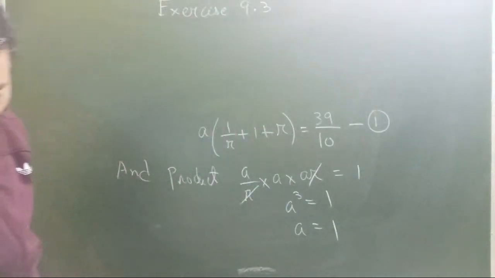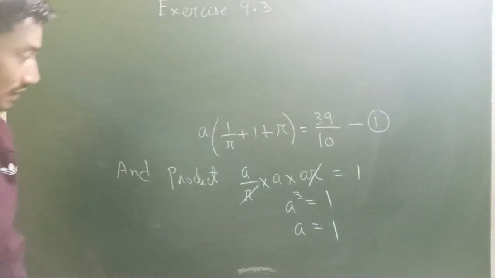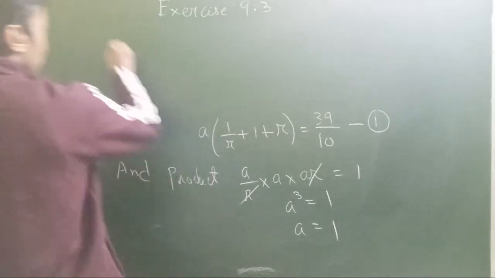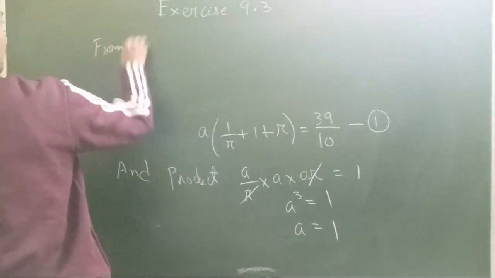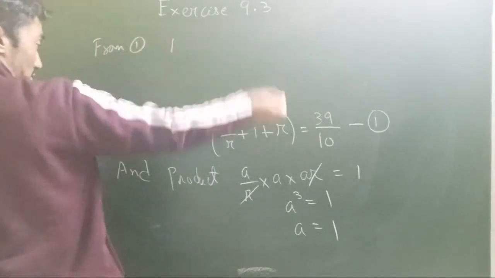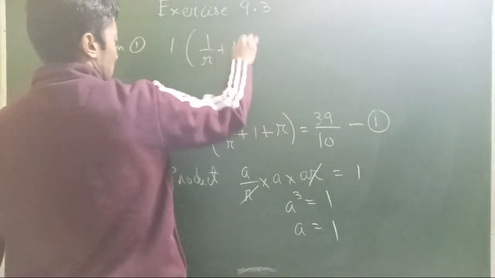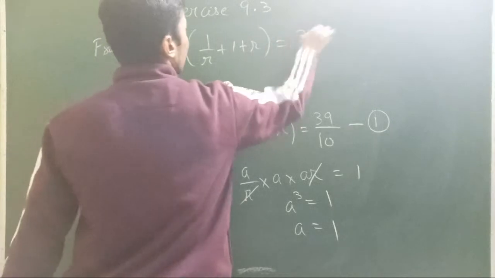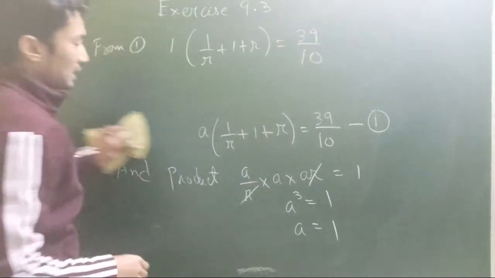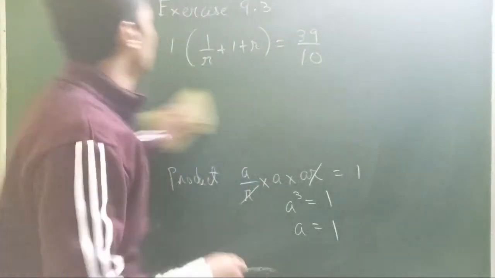So our job was to find out what? Find the common ratio and the terms. The first term is already found, so a is already 1. So 1 by r plus 1 plus r is equal to 39 by 10. Let's solve this and find out the value of the common ratio.